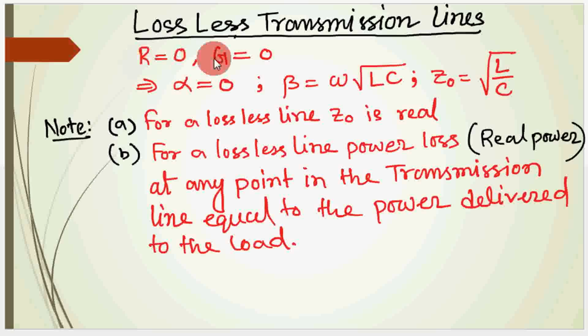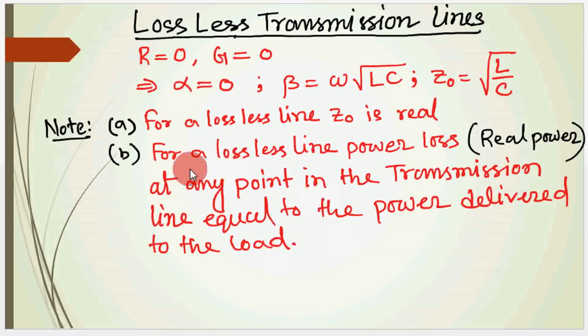Lossless transmission line: R equals 0, G equals 0, and alpha is 0, and beta is omega root over LC, and Z0 is root of L by C. For a lossless line, the characteristic impedance is real. Now, the line is lossless, so there is practically no loss in the line, but if you calculate the loss at any point mathematically, then that real power at any point on the line equals the power delivered to the load.